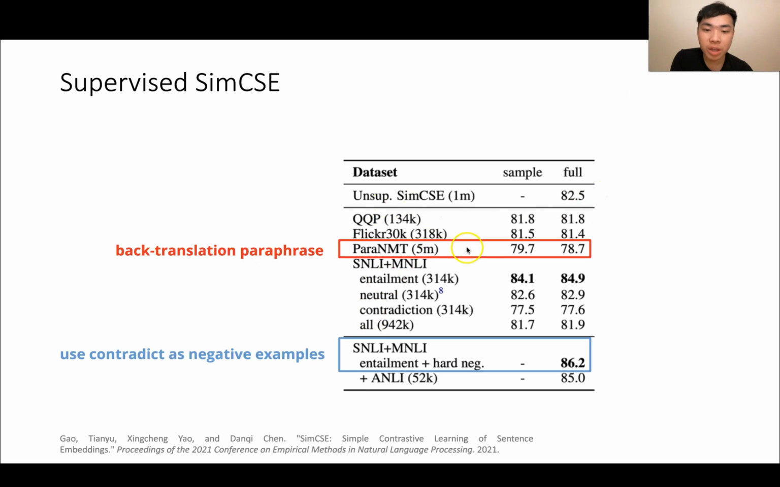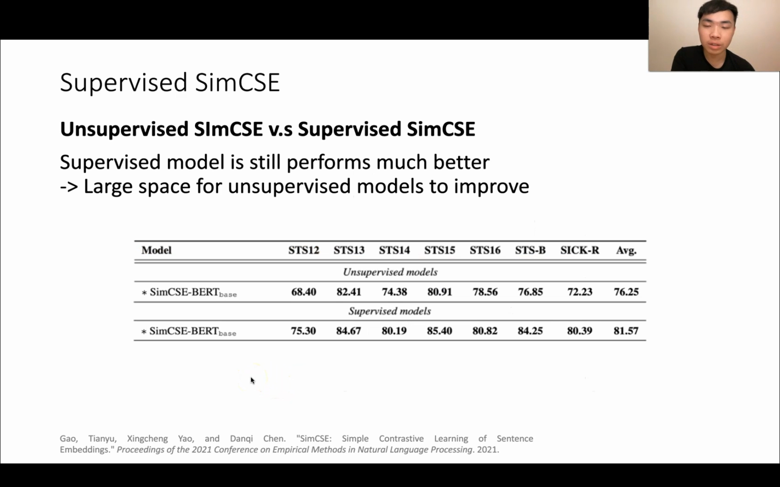The experiment also showed that if you use some other different supervised data to produce the positive pair, like doing back translation as a paraphrase, this kind of method is not as effective as using entailment data as positive pair and contradiction data as negative pair. And if you compare unsupervised SimCSE with supervised SimCSE, you can see there's still a big gap between these two models. So it shows that there's still a large room for unsupervised models to improve.